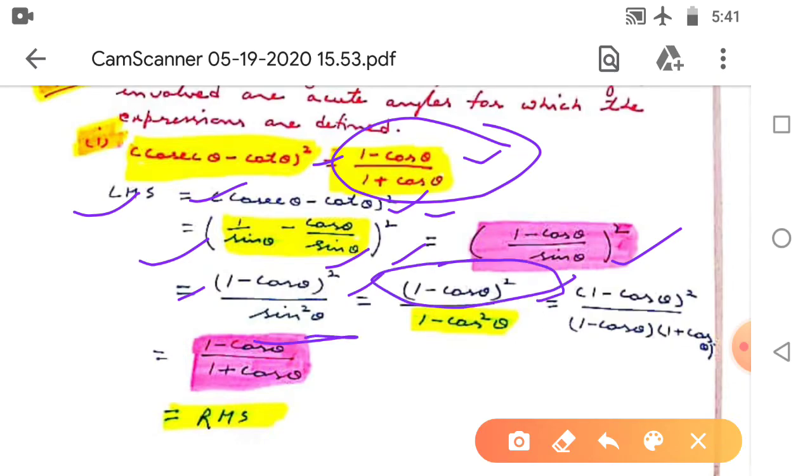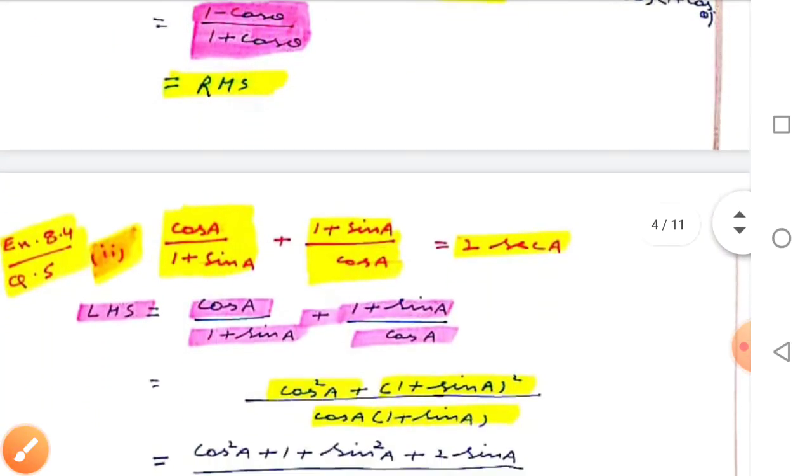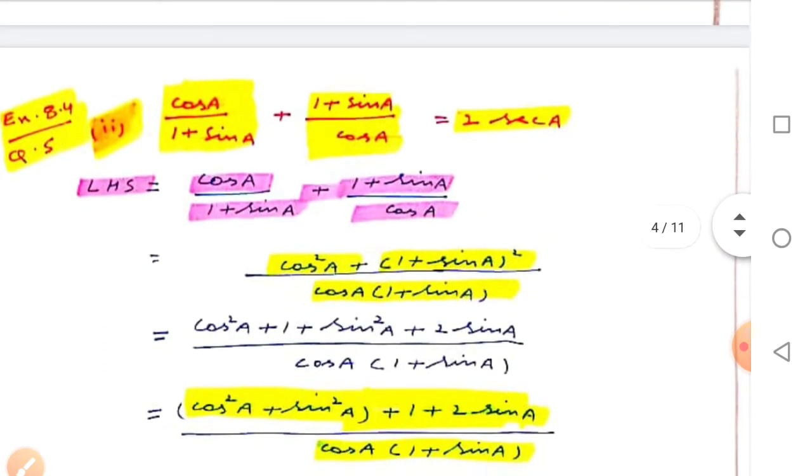Clear? But now in the denominator we have sine square theta and we need 1 plus cos theta, so we have to do something with this sine square theta. Now think, we have an identity that is sine square theta plus cos square theta is equal to 1. Right? So sine square theta is equal to 1 minus cos square theta. Very nice. We are getting somewhere here. Right? But this is in the form of a square minus b square, that is a minus b into a plus b. And finally we get 1 minus cos theta upon 1 plus cos theta. That is RHS. Clear? So again come to the second part, and the second part is like this.